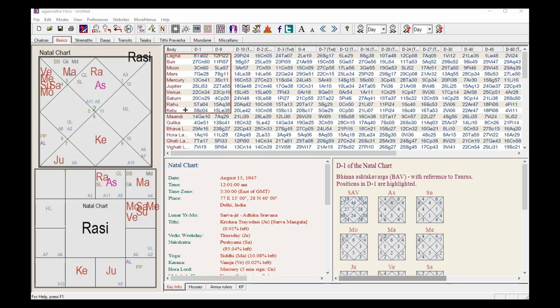Can anybody tell me which nakshatra gives the alphabet Re? Chitra fourth pada. Chitra nakshatra fourth pada. In which Rashi is Chitra fourth pada? Tula Rashi. Let me show it.